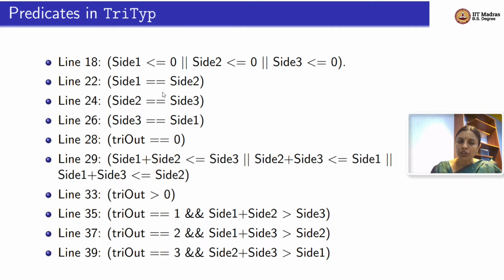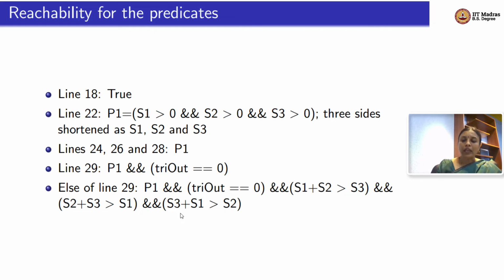So I'm just listing out here all the predicates that you see in that code. We saw this earlier. Line 22 there was this predicate, line 18 there was the large predicate which checked whether the triangle was invalid or not. Then 22, 24, 26, 28. Line 29 there were predicates. Line 33, 35, 37 and 39, which was in the last slide, involved this local variable tryout. So totally this slide basically pulls out the predicates from the code and lists it here. Now let's see.